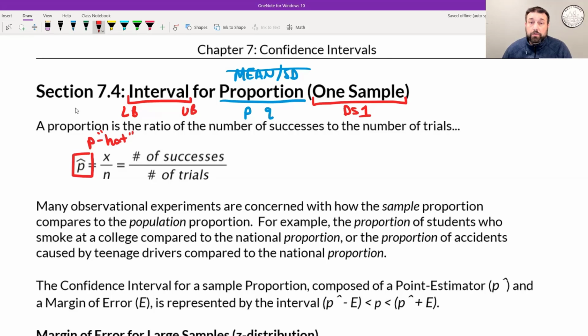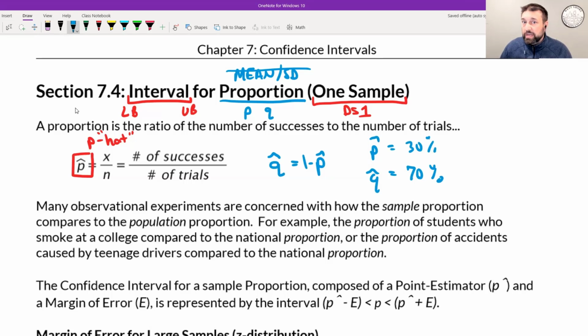That's P hat. And also, you may know this, once you have P hat, you immediately also know Q hat, because Q hat is just P hat subtracted from 1. It's the complement. So if you know that P hat is equal to 30%, you immediately know that Q hat is equal to 70%, right? If there's a 30% chance of it raining, then there's a 70% chance of it not raining. These are complementary ideas.